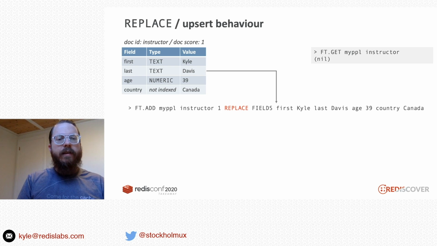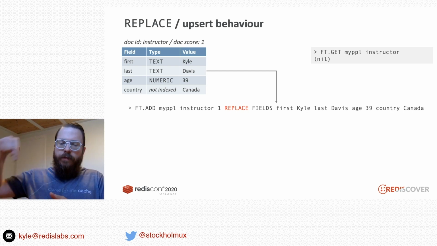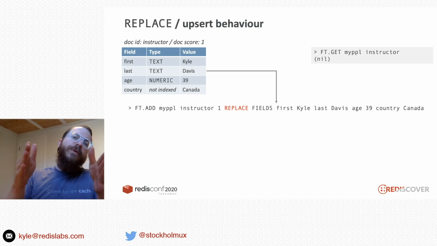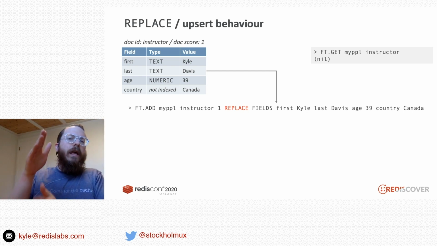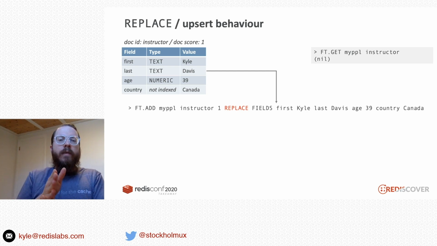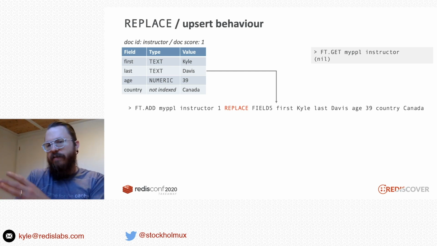This is the syntax here: FT.ADD my people, the name of our index, instructor, our document ID, then our document score of 1. We're doing REPLACE here. This comes before the FIELDS demarcation line, because remember, FIELDS will put you in a mode where it's going to expect the field followed by the value, field followed by the value, on and on. So you can't really have any options after FIELDS in FT.ADD.